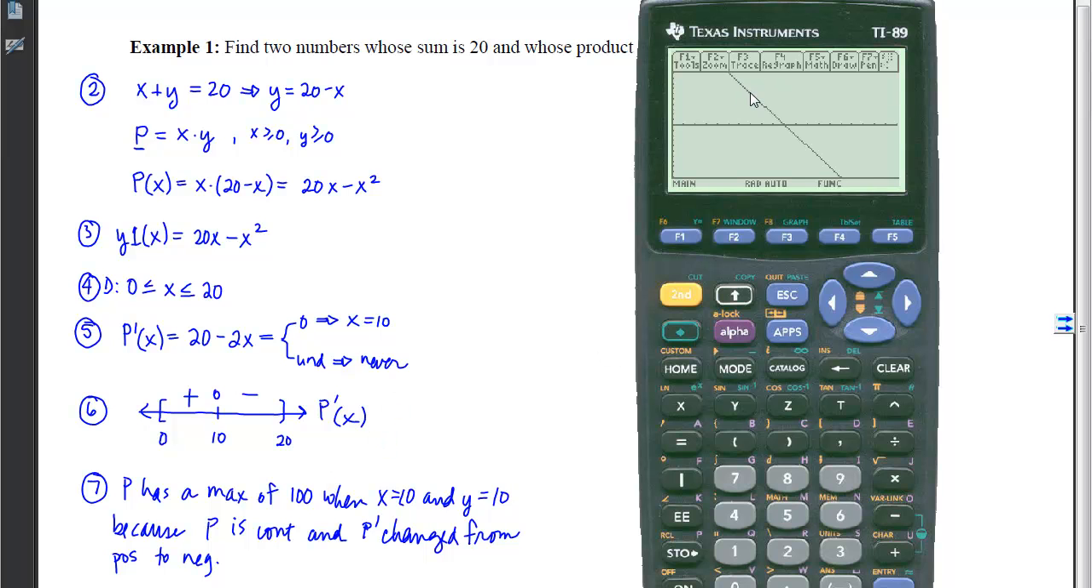Notice we can see that P prime is above the x-axis, then it's 0 at 10, and then it's below the x-axis. So that would support what we saw here as our sign chart. In order to get this max value out, I could on the home screen do y1 of that x-intercept, and I would get 100, which is what we had here.